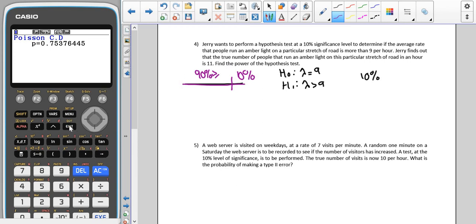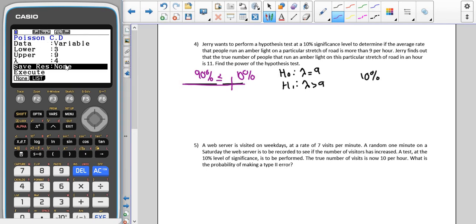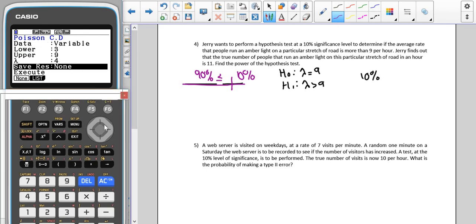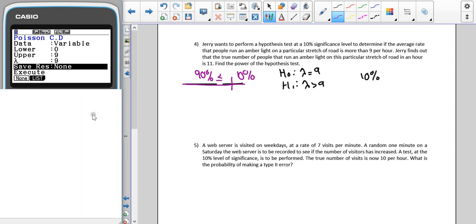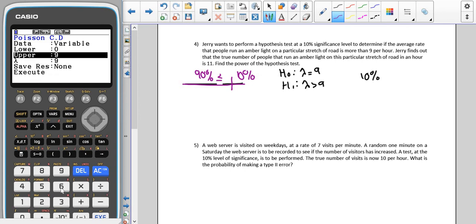So, sorry, I've done that symbol the wrong way around. So 90% or more. So in our PCD, if you've got one of the newer calculators, we're going to put our lower as 0. For now, we are having our lambda as the one that's in our H0 when we're finding our region. So lambda is going to be 9. And we are going to try values until we end up with a percentage which is 90% or more. So we'll start off with, let's say, 13.